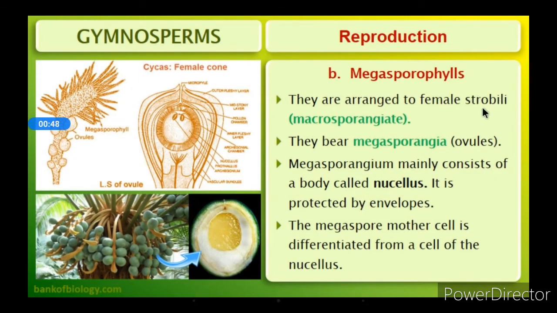And megasporophylls, that is the female, right? Female cones. So they are arranged to form female strobili, and they bear the megasporangium, that is the ovule, and the megasporangium mainly consists of a body called nucellus. So what is nucellus? It is the central part of the ovule. It is one of the cells that act as megaspore mother cells to form megaspores through meiosis.